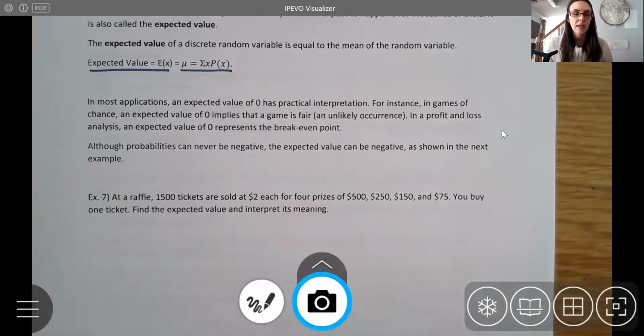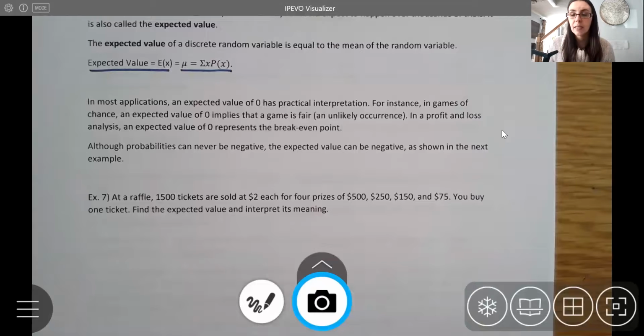In most applications, an expected value of 0 does have practical interpretation. So for instance, in games of chance, an expected value of 0 implies that a game is fair, which is an unlikely occurrence. A lot of times in games of chance, we end up having negative expected values. We end up expecting to lose money. In a profit and loss analysis, an expected value of 0 represents a break-even point. So there are ways that we can get zeros where they actually do have meaning. So you just want to keep that in mind.